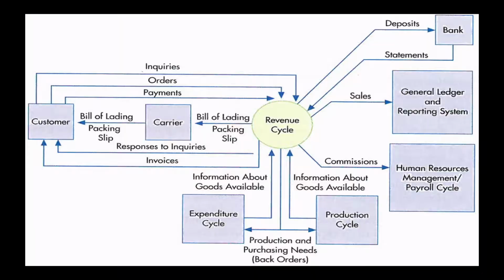First, as you can see here, the revenue cycle is linked to different cycles. As you can see on the bottom, you can see the expenditure cycle, the production cycle, then human resource cycle, and accounting cycle. And the revenue cycle is also related to different stakeholders. So several stakeholders are engaged with the company in the revenue cycle. One of them is the customers, the second one the carrier, and the third one is the bank.